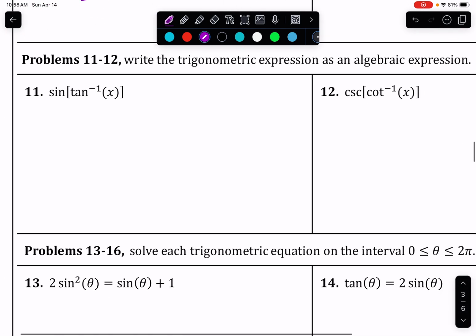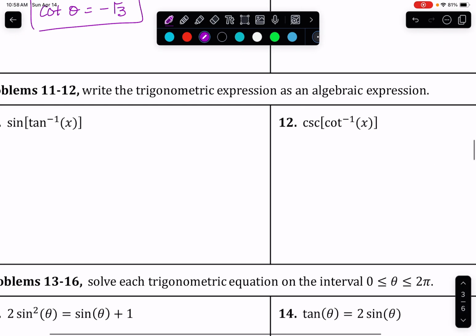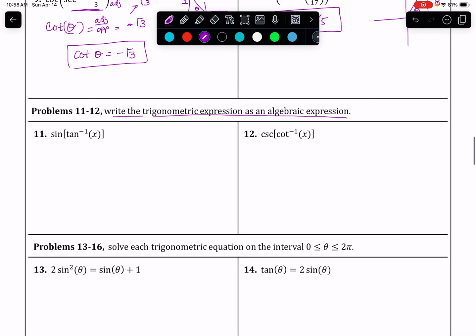Right, let's go on to number 11. This time, we're to write the trig expression as an algebraic expression. So they just give us the x value here. So we're at tangent and it's positive, so we're going to be in quadrant 1. And if tangent is sine over cosine, then this is x and this is 1, which means our hypotenuse must be x squared plus 1, the square root of x squared plus 1.